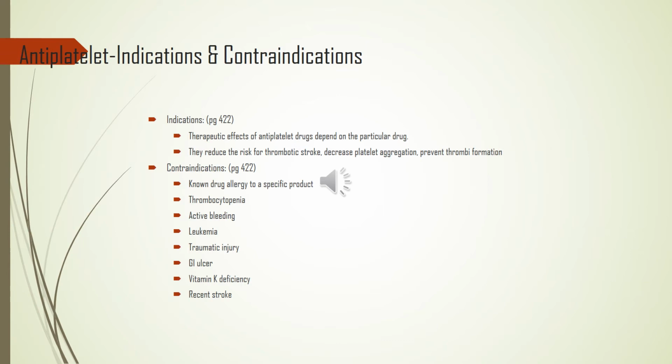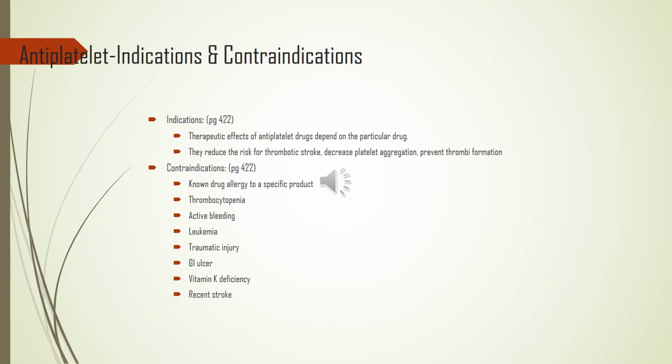How they're going to do it, just think of it as antiplatelets prevent the platelets from gathering together, having a party, sticking together, to start the formation of a blood clot. They are preventing that. Where the anticoagulants prevent the fibrin and all that stuff from gathering together, this is going after the platelet part of it. Contraindication, once again, allergy, active bleeding, leukemia, traumatic injury, GI ulcer.